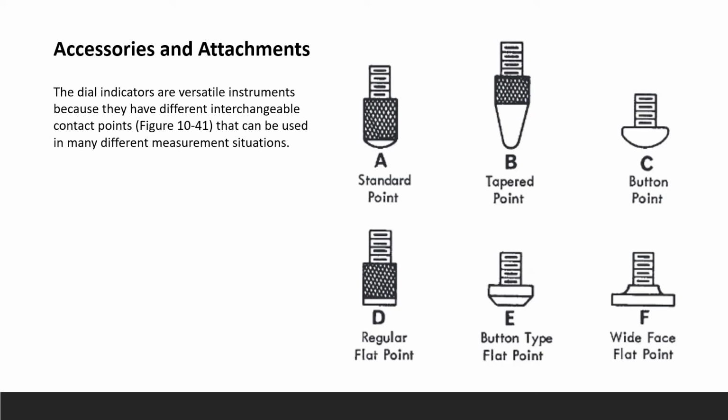Accessories and attachments. So here is your contact point for the dial indicators. The dial indicators are very versatile instruments because they have different interchangeable contact points, and we can use them in many different measurement situations. So here A is your standard point, and here your contact points are tapered point, button, regular flat, and you also have a button type flat, and then a wide face flat point. Here are your screwdriver contact points. They have different shapes, just like that.